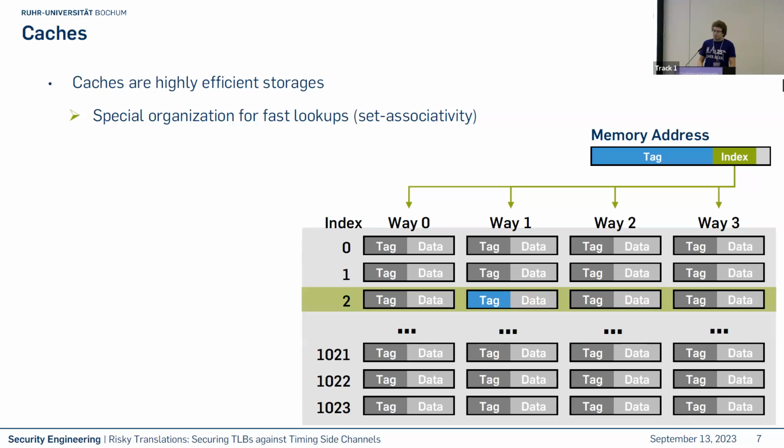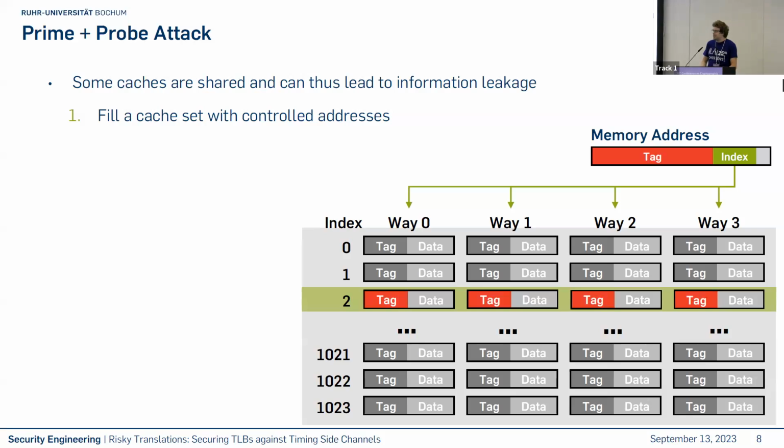However, caches are great for performance, but they can also introduce security issues, and that's just because some caches might be shared between programs, and naturally you might have a victim and an attacker, and the attacker wants to extract information about the victim. And the most relevant attack for this paper is the prime and probe attack, but there are many more. And the prime and probe attack works like this.